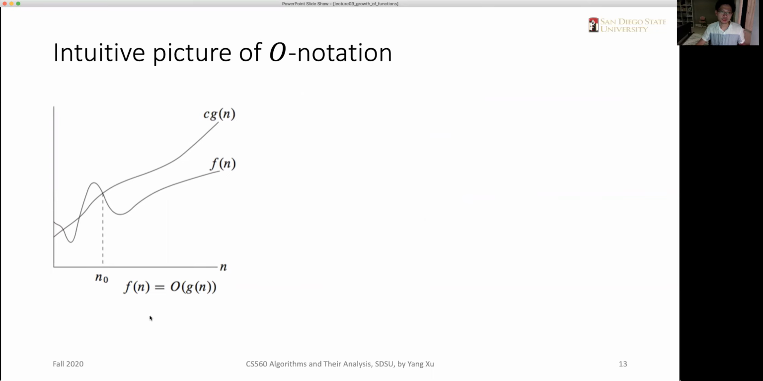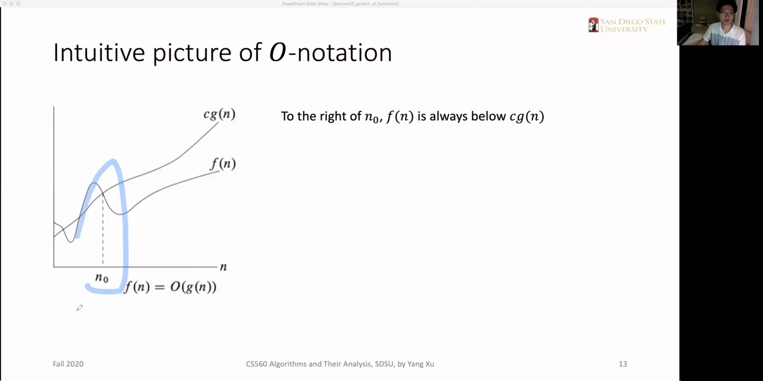So when we say f of n belongs to big O of g of n, then g of n is always above f of n as long as n is greater than some threshold. So f of n is always below c times g of n.